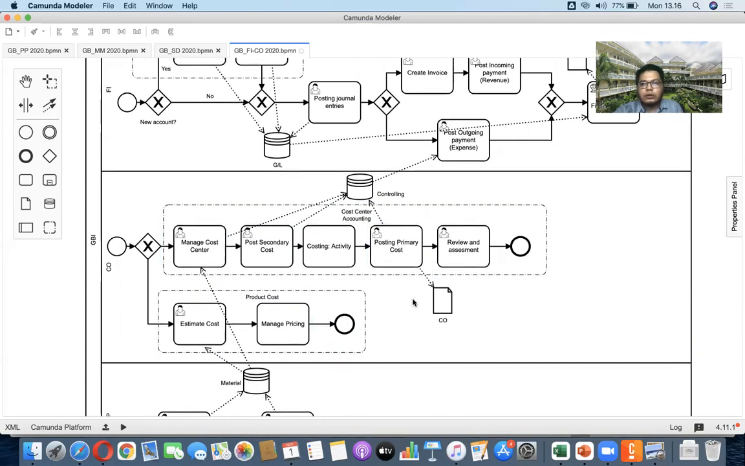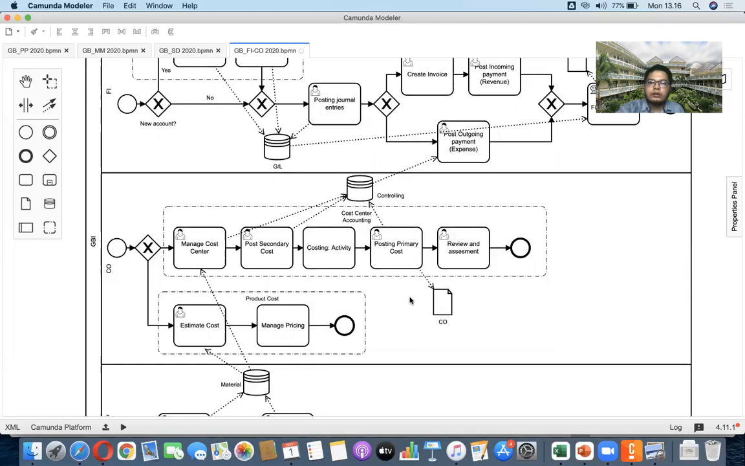Yeah, I think that's all regarding the financial and controlling module. I hope this explanation helps in understanding what is really happening within the process in the finance and CO module. That's all. Thank you very much.